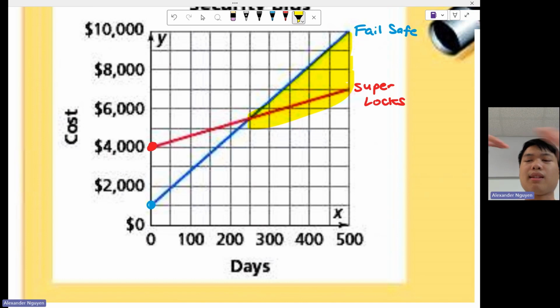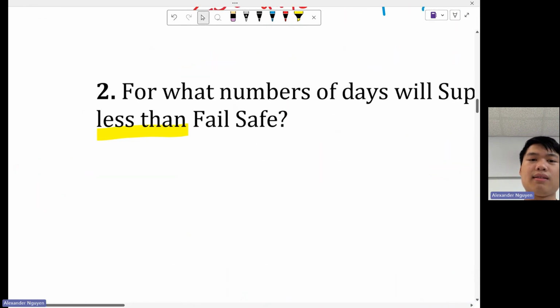That means the cost in that section should be less than the other company, and we can figure out what that interval is. So we start at our point of intersection, again at 250, and from 250 and on, Superlocks should be cheaper, it looks like. Again, we're looking for where the graph that we want to be less than. If the cost is less, that means the graph is below the other graph. So it's going to be from 250 days and on.